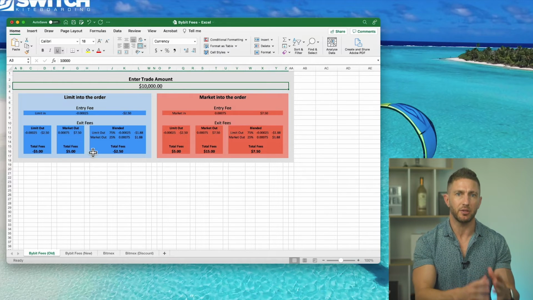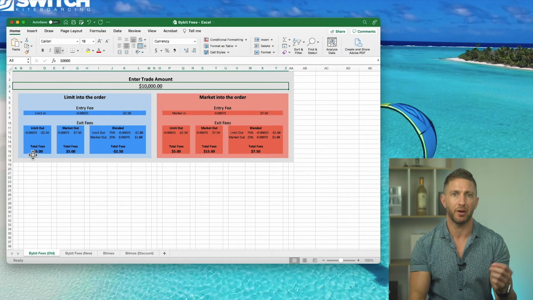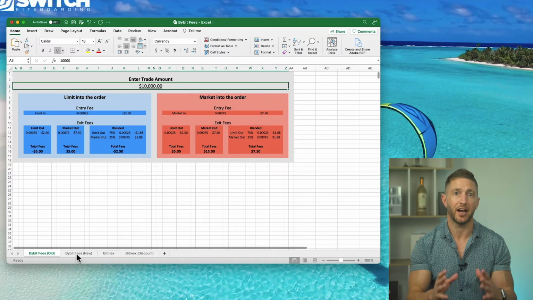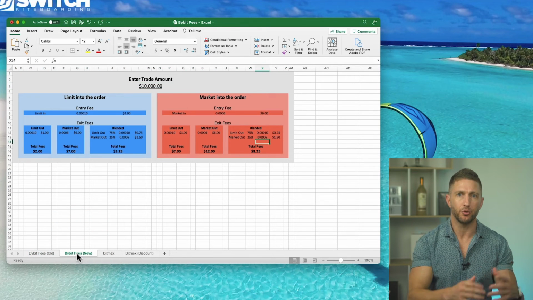Compare this back to the limit in, limit out trade type where you make $5, you can see the power of adopting limit or market maker trade types. Now let's compare how the numbers have changed with the new fee schedule.